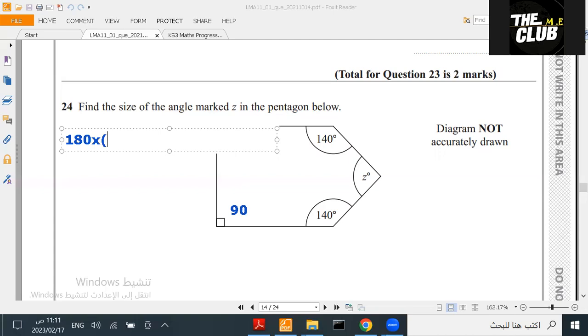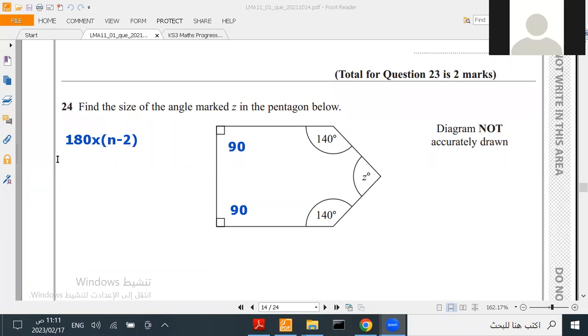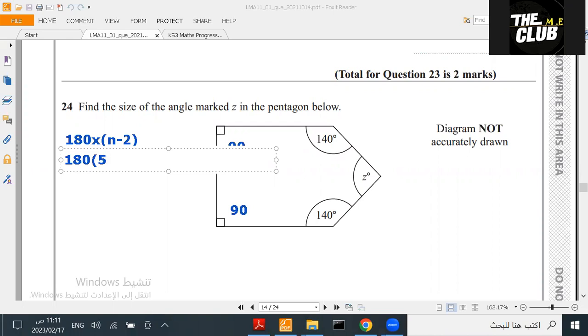How do you know? Using this rule: n minus 2, multiplied by 180. This rule tells you the sum of the angles of any shape. The n here is the number of angles. The number of angles here is 5. So we say 180 multiplied by 5 minus 2, which is 3. So 180 times 3 gives 540. So for the pentagon, the sum of the angles is 540.